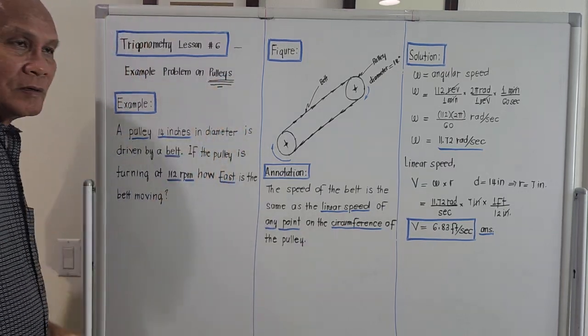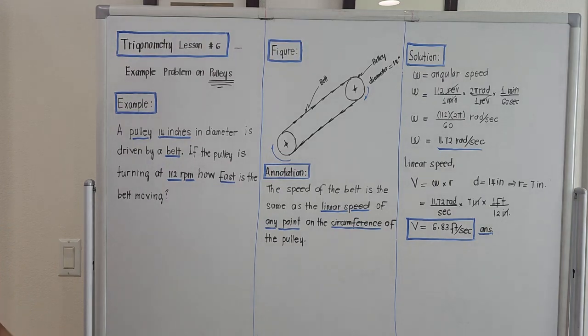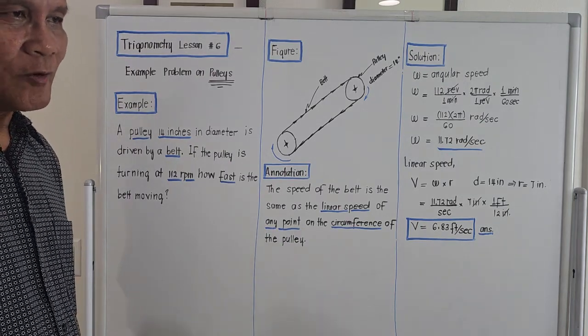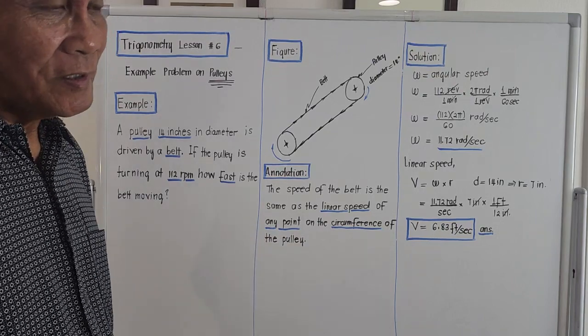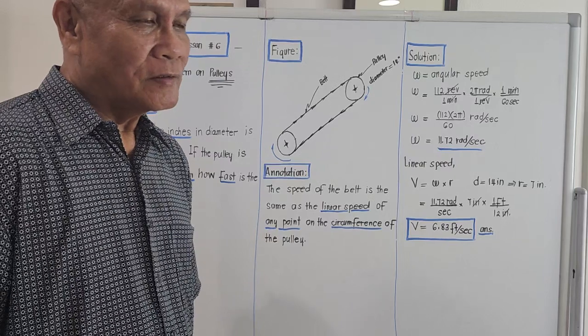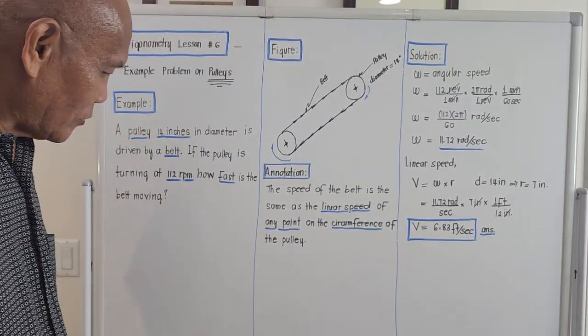Pulleys are actually the parts rotating on a machine to which the belt is connected. Actually all our machines are related to trigonometry, because in the computation of their so-called angular speed or linear speed, it's all trigonometry. I will try to read the problem.